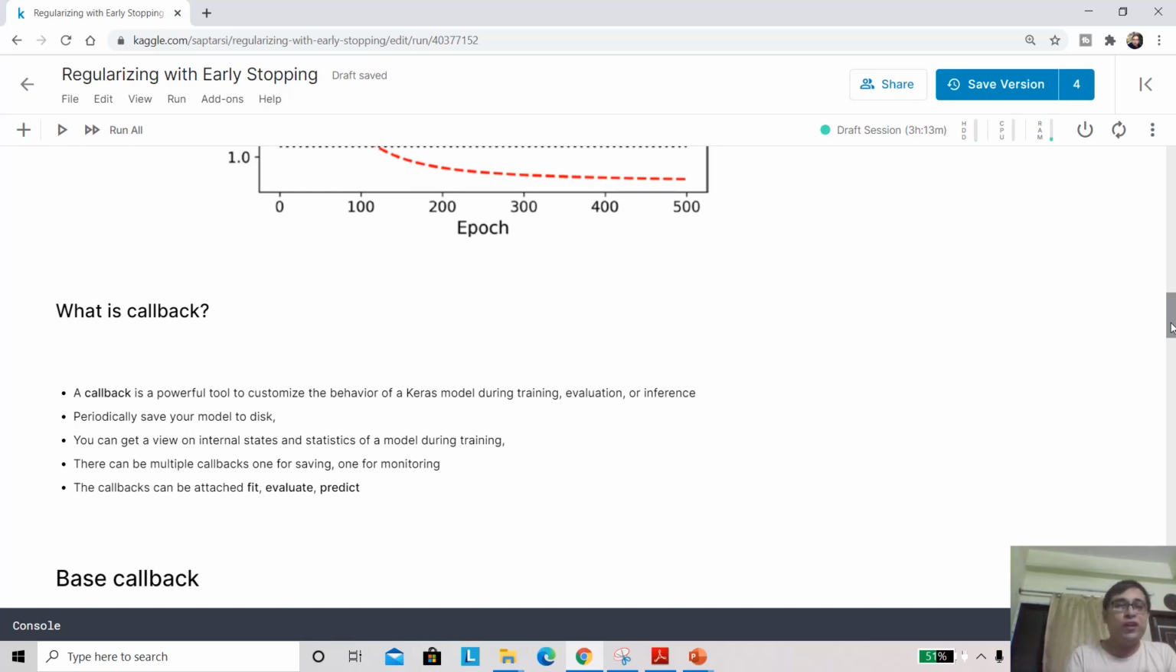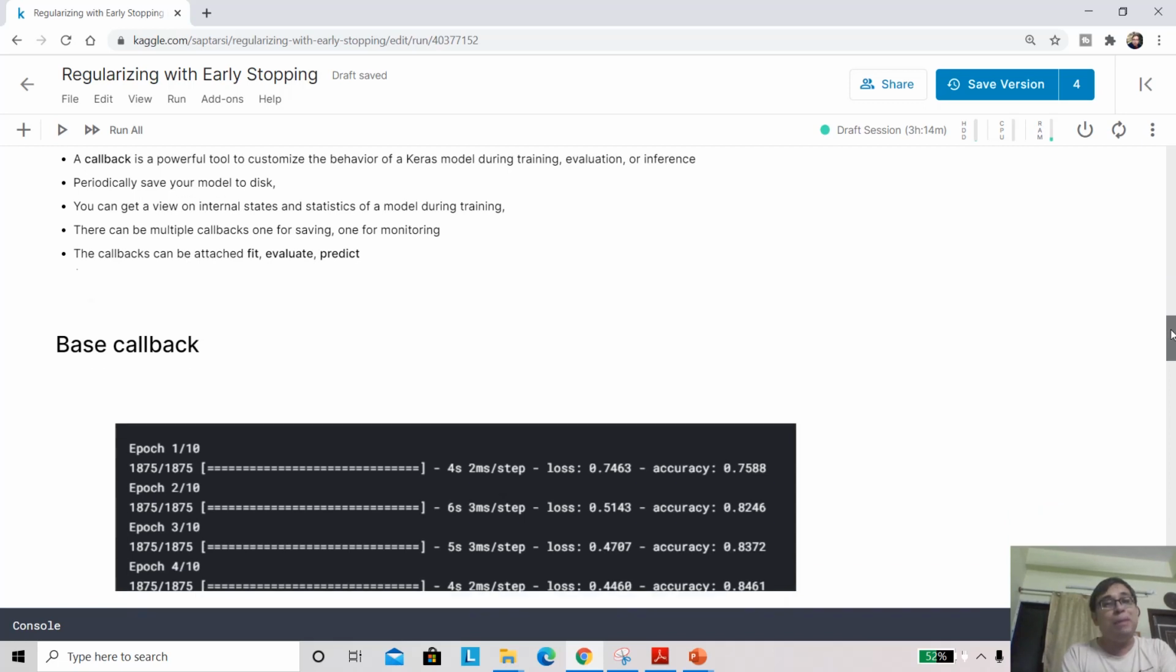And where all you can fit your windows, so you can attach it to the fit process of the model, the evaluate process of the model, and the predict process of the model. What all you can observe fitting these windows? So it turns out that there can be separate windows for separate purpose. So one can be for saving the model, one can be for monitoring, and you can write your own custom callbacks as well. Okay. Now, even unknowingly, we were actually using some base callbacks.